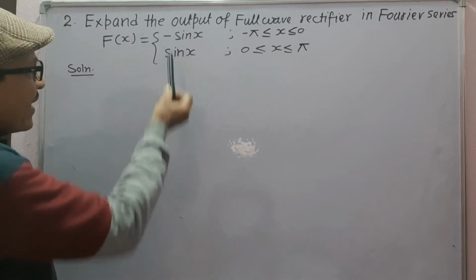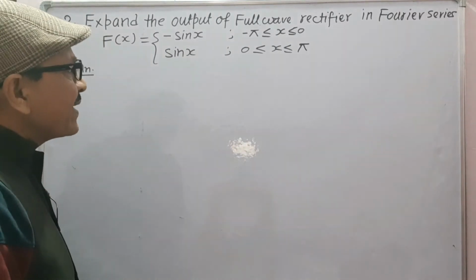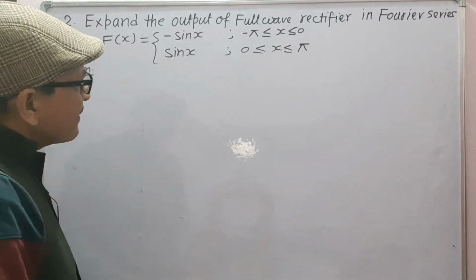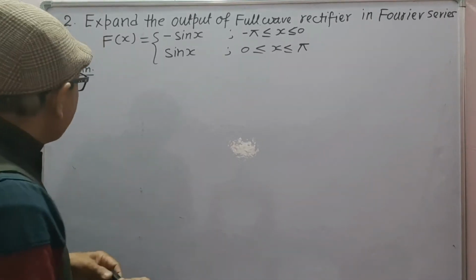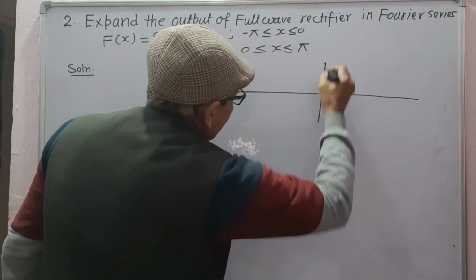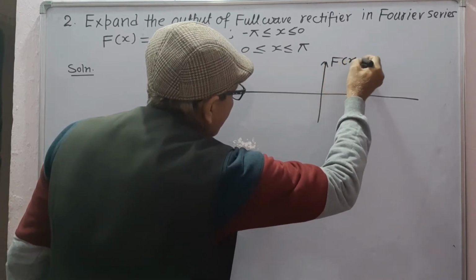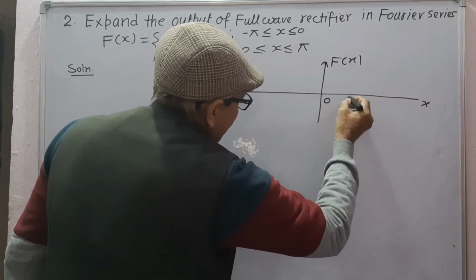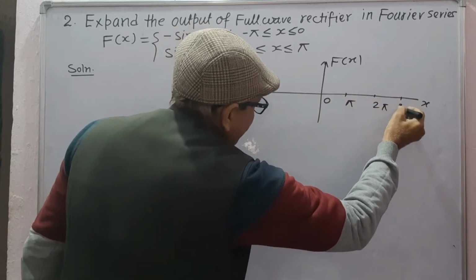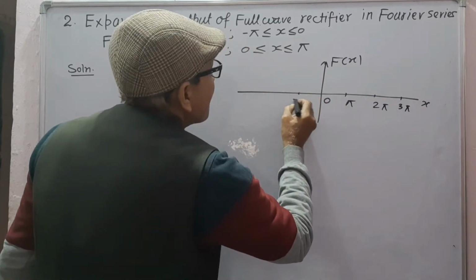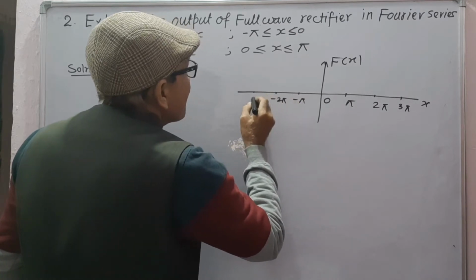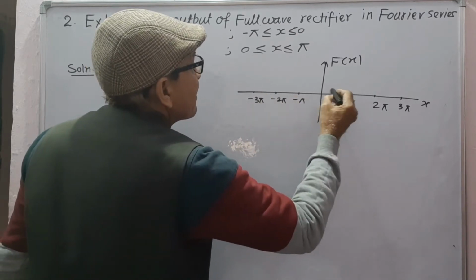where f(x) is equal to minus sin x from minus pi to 0 and sin x from 0 to pi. Solution: 0, pi, 2 pi, 3 pi and so on. This is minus pi, minus 2 pi, minus 3 pi and so on.